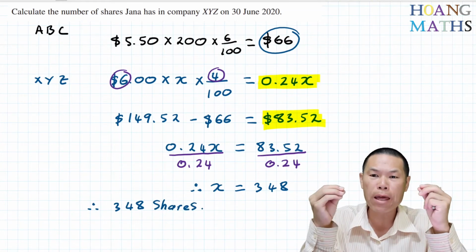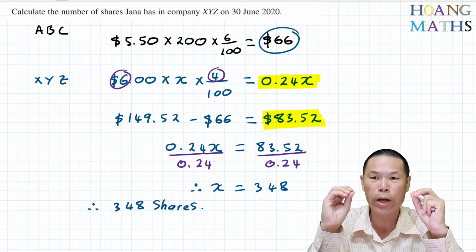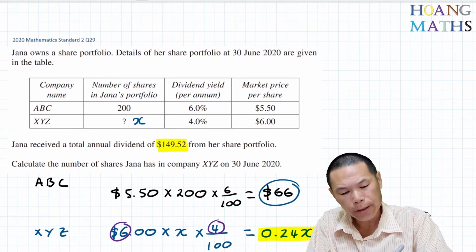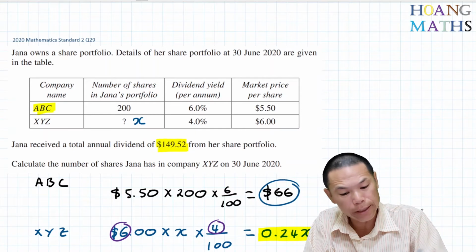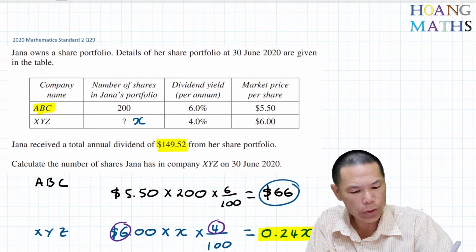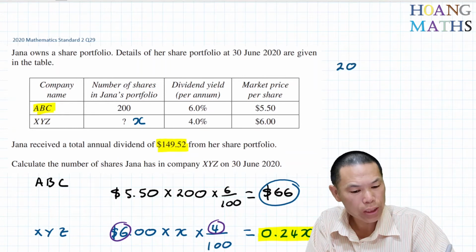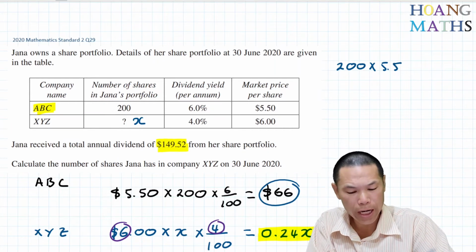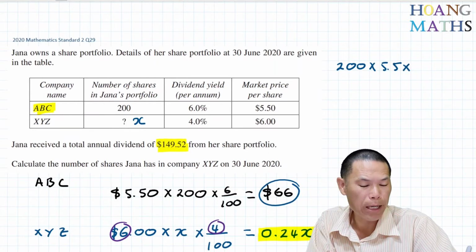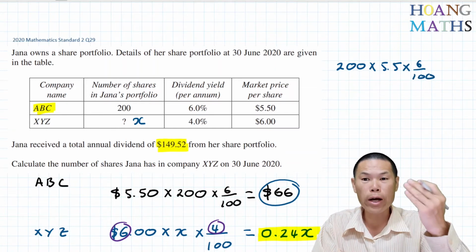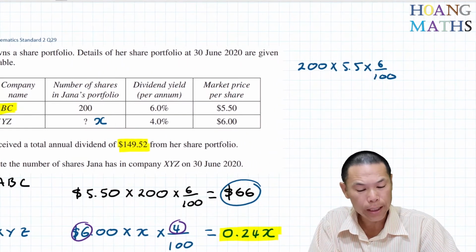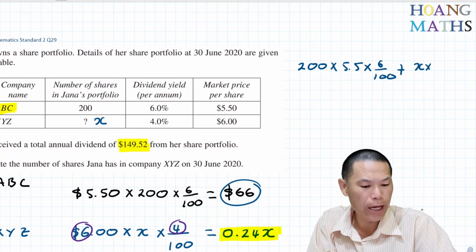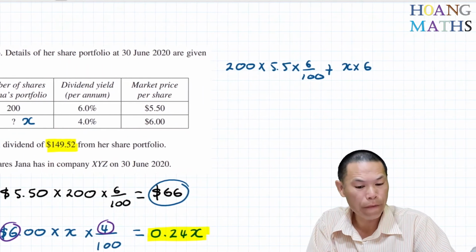Now, if you do not like this method, of course, you can just do it all in one go, okay? To work out the dividend, she has 6% for company ABC. So we can just work like this all in one line. That means 200 shares, we times by 5.5. That is the total value that Jenna has in company ABC, and we times by 6%. And to work out the dividend for company XYZ, we have X number of shares, so you go X times $6 and then you times by 4%.